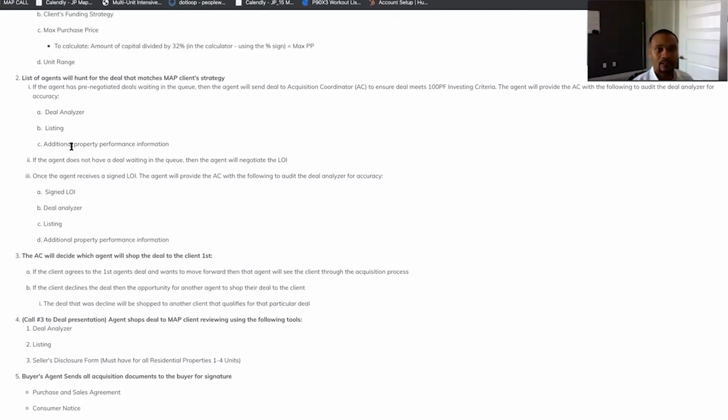And they also provide additional information about their performance, meaning what's the cash flow looking like? What is the return looking like? Any equity in there? That's what we mean by performance.